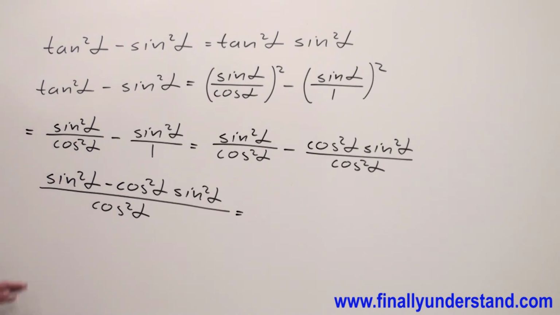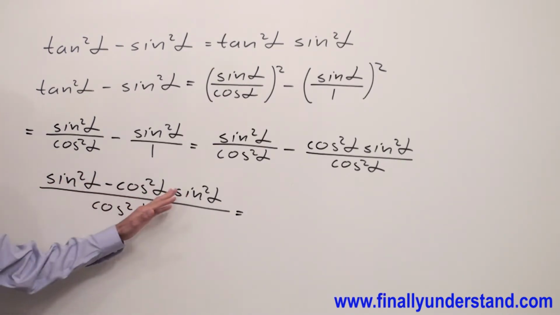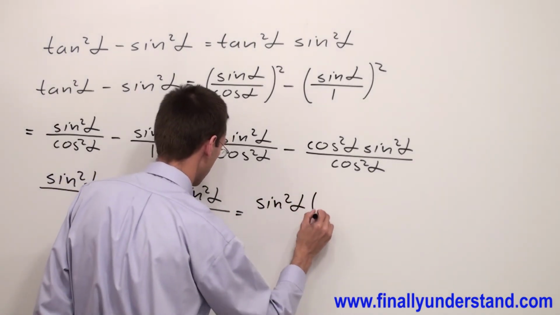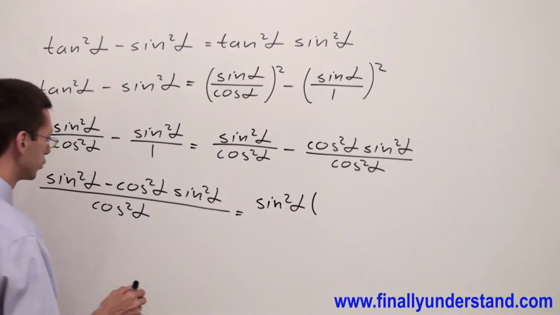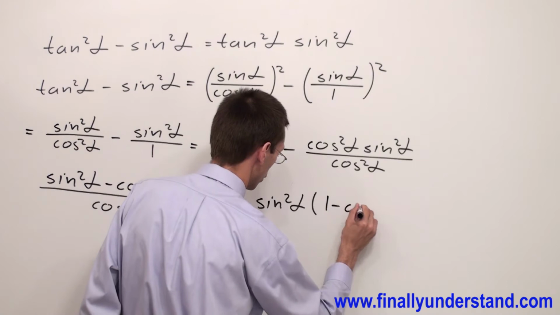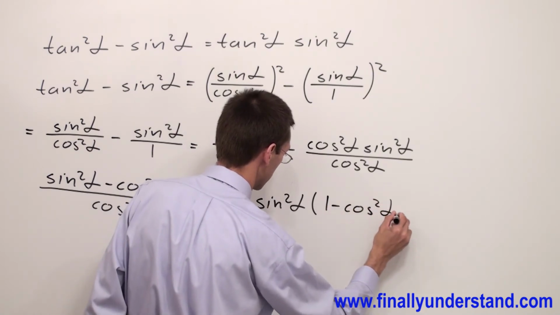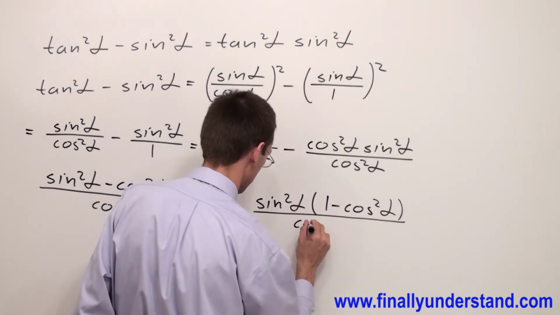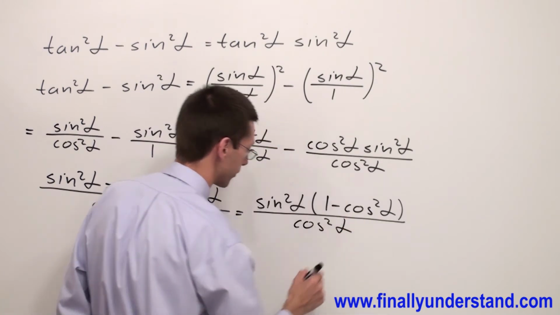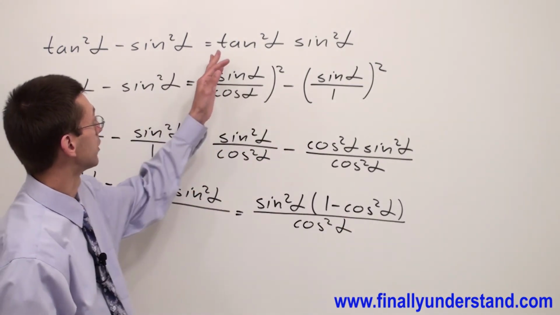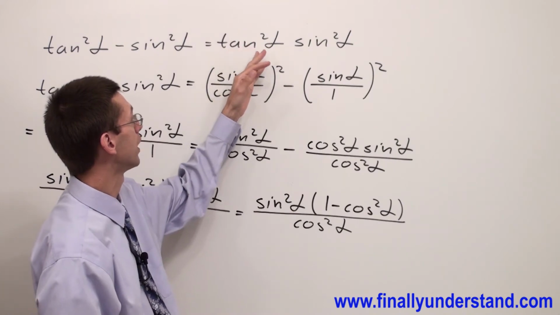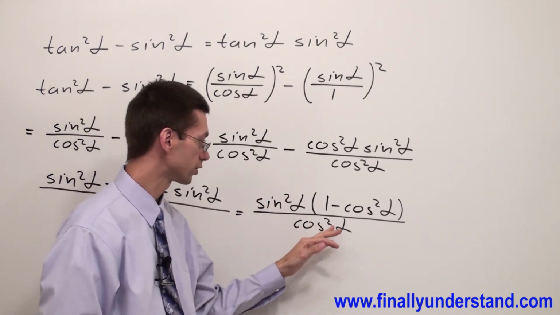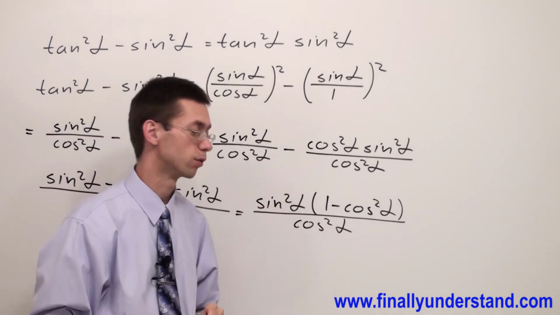Next, I'm supposed to factorize sine square alpha. So I'm going to have sine square alpha, and inside of the parentheses I'm going to have 1 minus cosine square alpha, over cosine square alpha. Now, look at the right side. We're supposed to have tangent square alpha times sine square alpha. Sine square alpha over cosine square alpha is going to give me tangent square alpha.